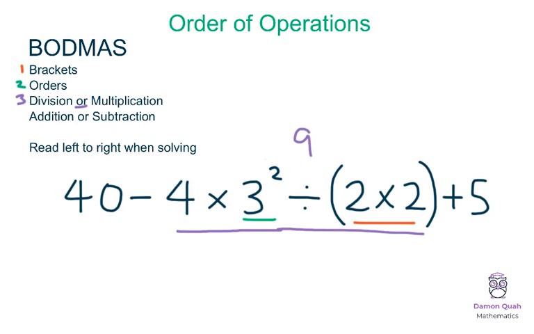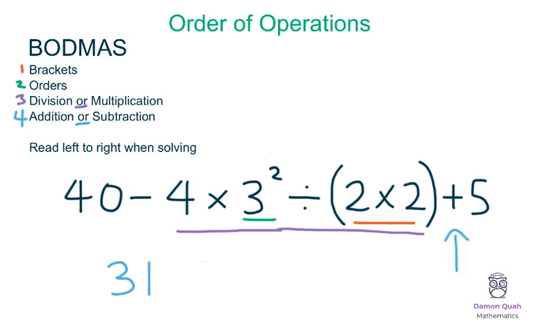And we've only got addition or subtraction left, which we always do last, as our light blue step 4 here. And again, left to right is crucial. I'm not doing the plus 5 first because A comes before S in BODMAS. I'm doing 40 take away 9 first because it's left to right. So it's 40 take away 9, addition or subtraction. I'm looking at all of those, and of course that would give me 31.